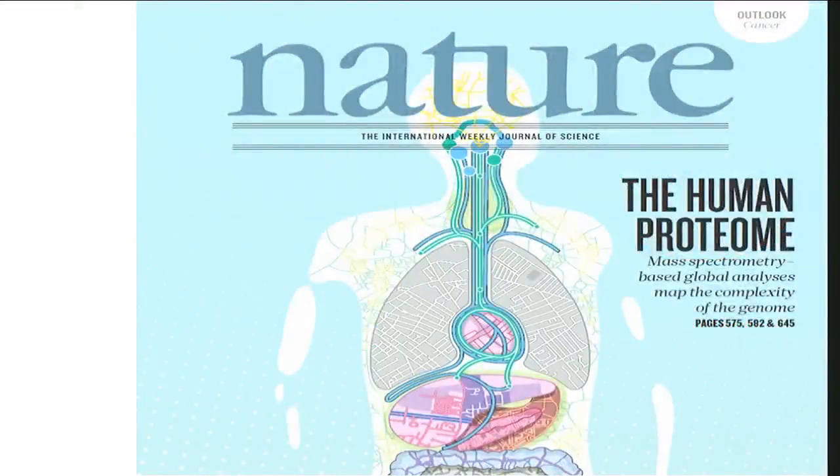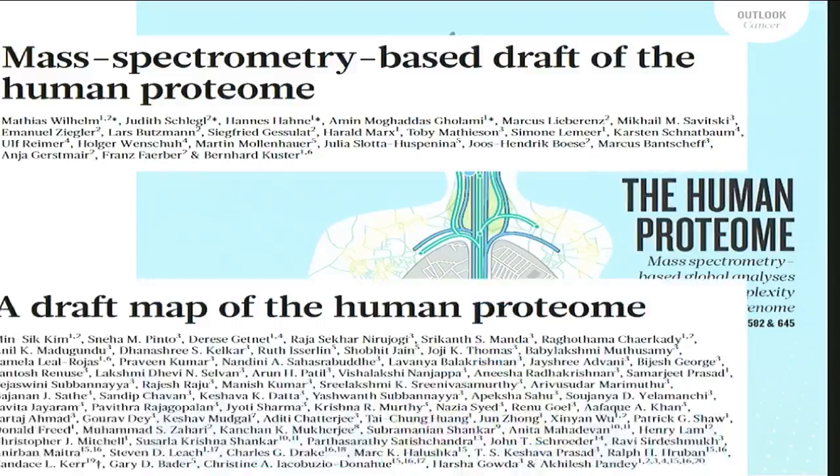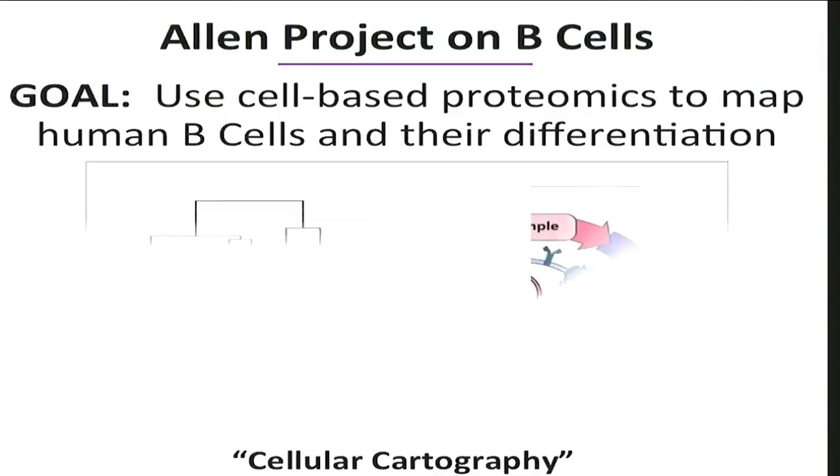For compositional mapping, to update you on the last introductory slide, there were 2 papers in 2014 that used bottom-up proteomics at the tissue level across lots of human tissues and body fluids. That was using bottom-up proteomics, and that's basically the state of play in modern proteomics.